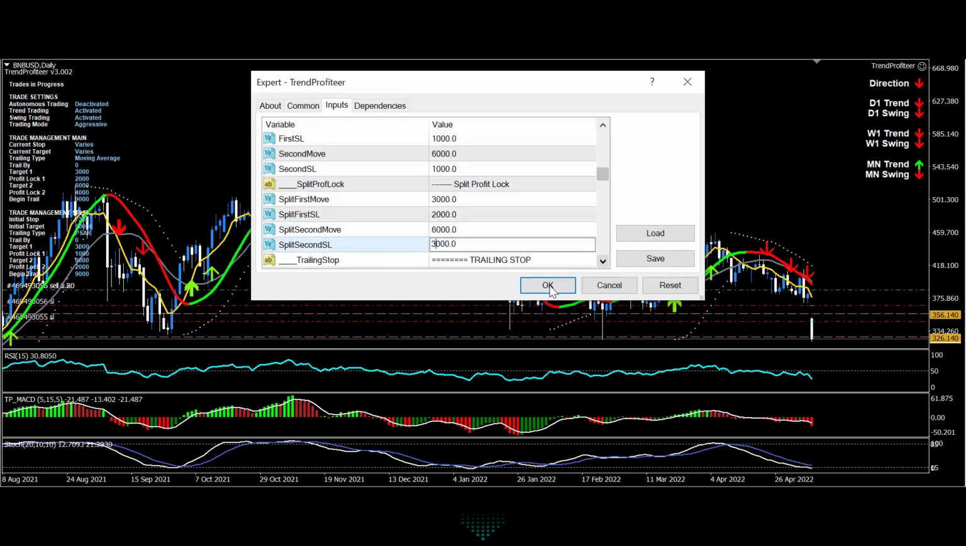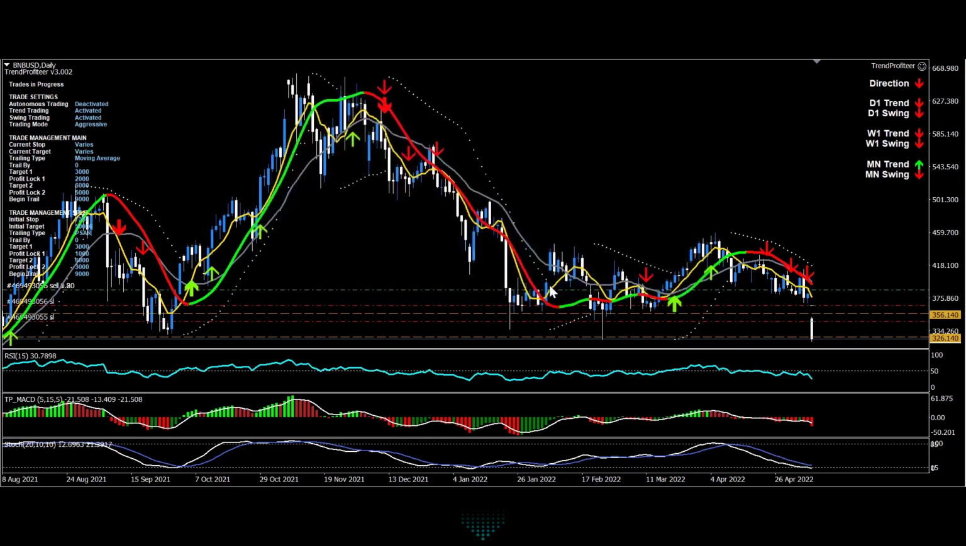So on the trend management section, you'll see that the profit lock sections have been changed accordingly, and we'll just wait for that change to occur. Now, sometimes it's instant, sometimes it takes a couple of seconds. Okay, there you go. So now both parts of my trade have been adjusted, and ongoing management of the trade will happen automatically. So this has just been a fantastic trade.